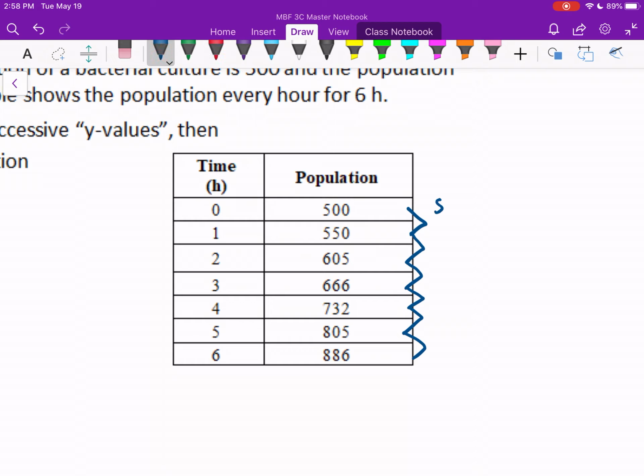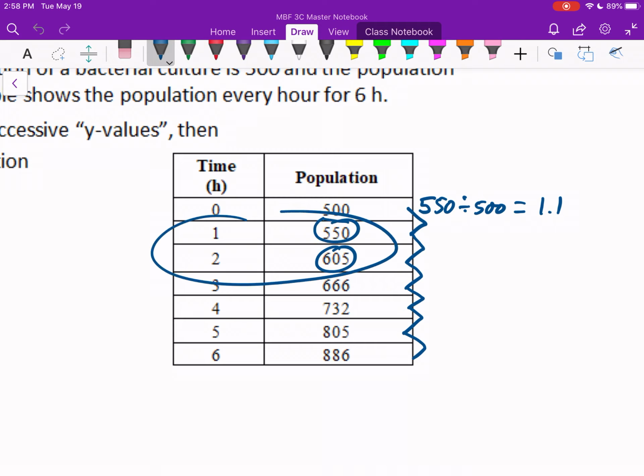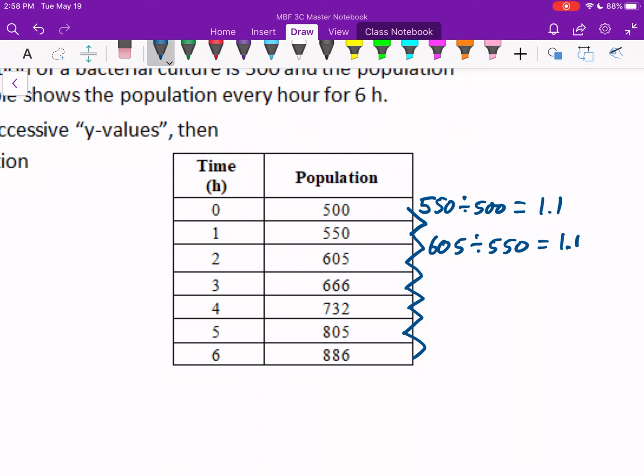So if I do 550 divided by 500, second number divided by the first, it equals approximately 1.1. And then if I do the next two rows, I have 605 divided by 550, which also equals approximately 1.1. And if I keep doing this, 666 divided by 605, I'm going to keep getting 1.1 over and over again. So that's my common ratio.